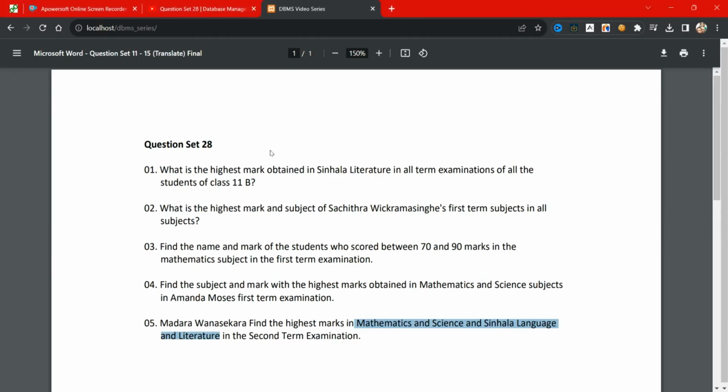So according to question set 28, we studied two new keywords. The first one is maximum, to find out the highest value, and the second one is the limit keyword. We can limit the results by any count we want. So this is all about question set 28.